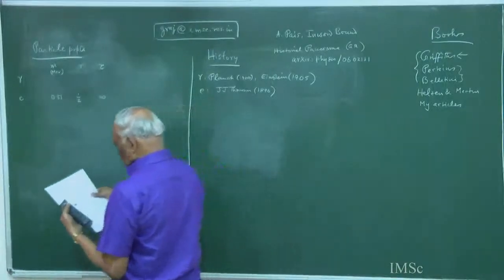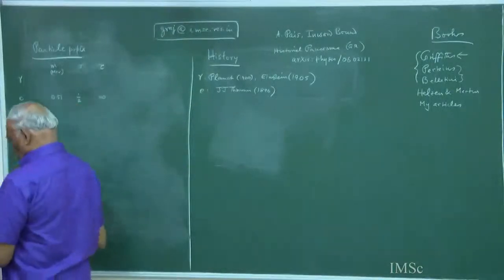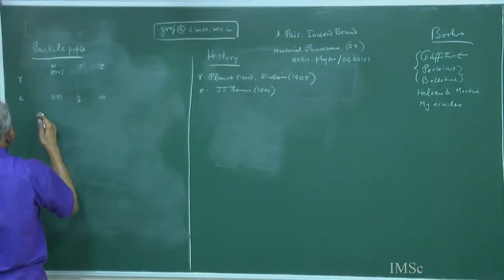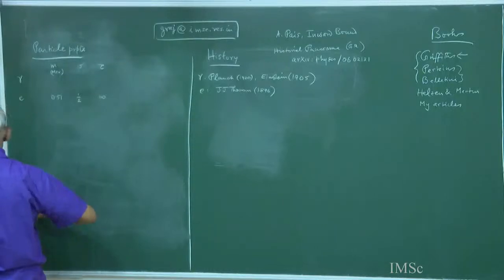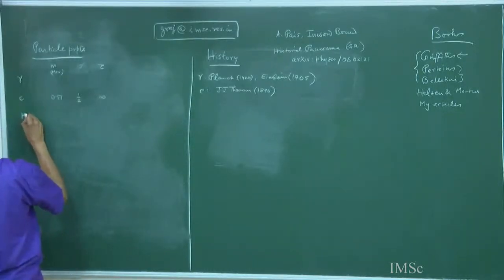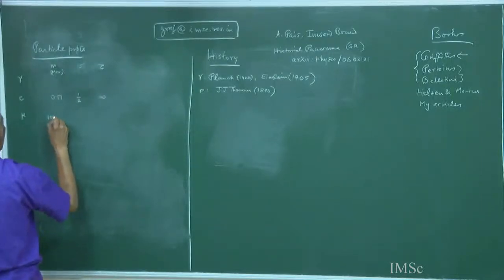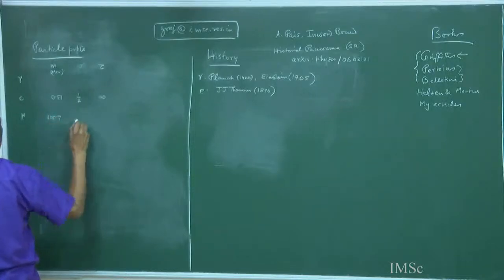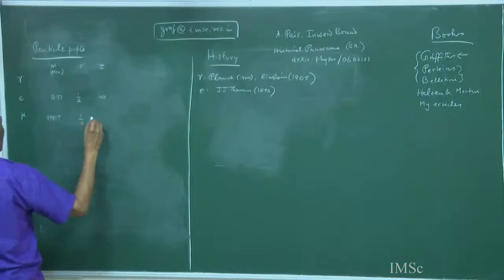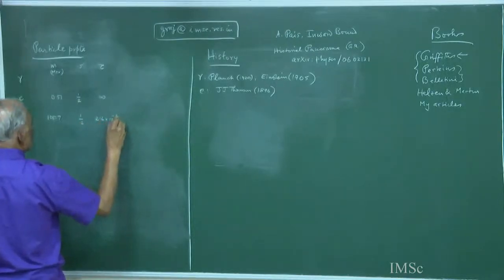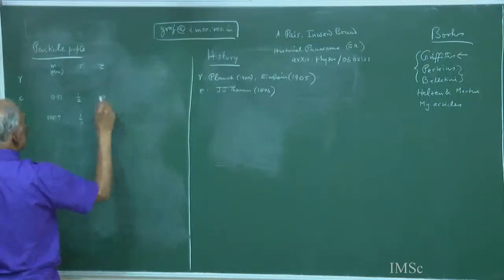Okay, next comes some other thing, but I will complete this table and then go to the other ones. So let me mention muon, which, as I said, is heavy electron discovered by Homi Bhabha. Mass is 105.7 MeV. Spin is again half, and lifetime is microsecond, 2.6 times 10 power minus 6 second. This is second.